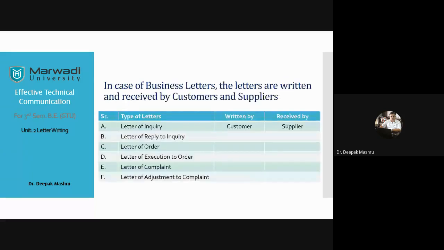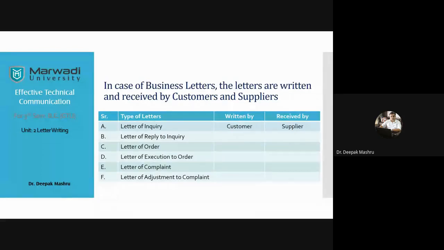Now here comes your turn to help me. Letter of inquiry is written by customer to supplier. That means you like something and you thought, see, I want this. So you write a letter or an email to the company that deals with that particular product or service. So you as a customer write a letter to the supplier. Now letter of reply to inquiry will be written by, who will write? Supplier to customer. Very good, Kevin.